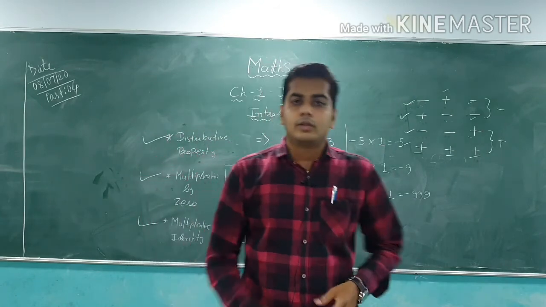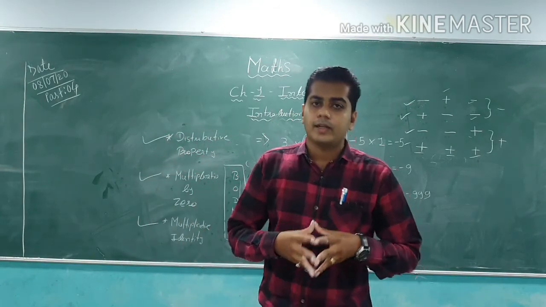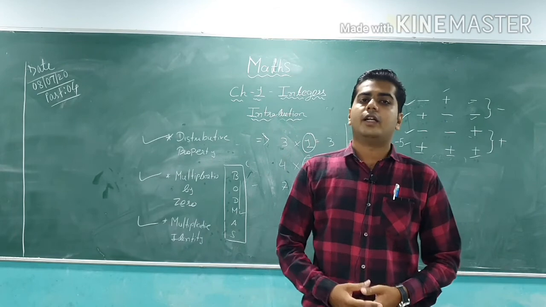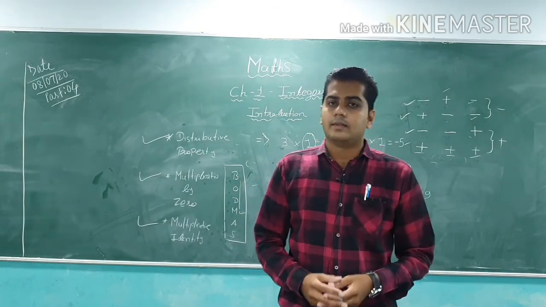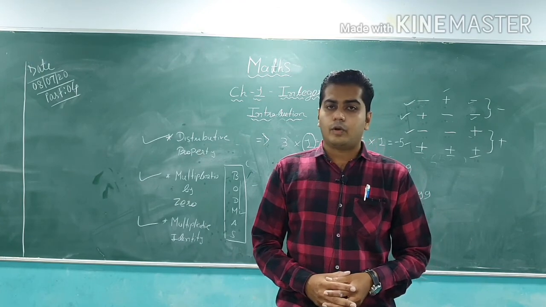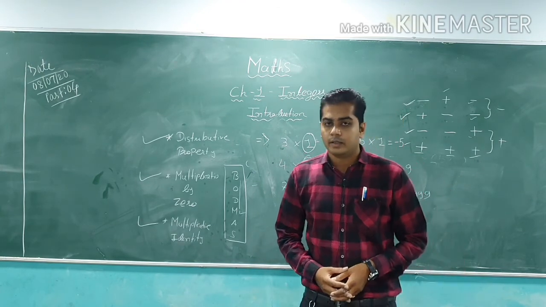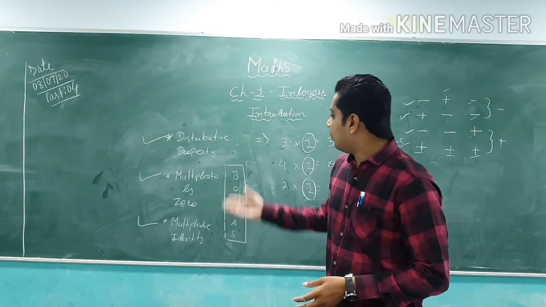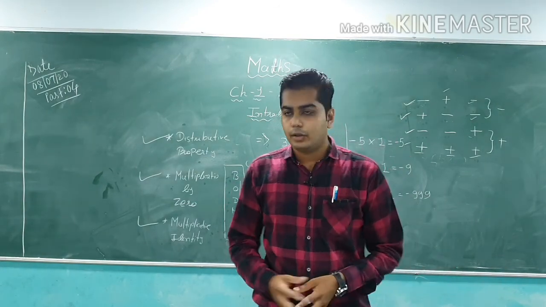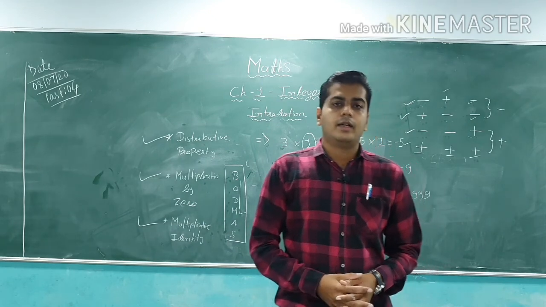So today we learned some properties. First of all, we learned multiplication of integers. Then we learned multiplicative properties like the distributive property, commutative property, associative property, and multiplication by 0, and the last one is multiplicative identity.